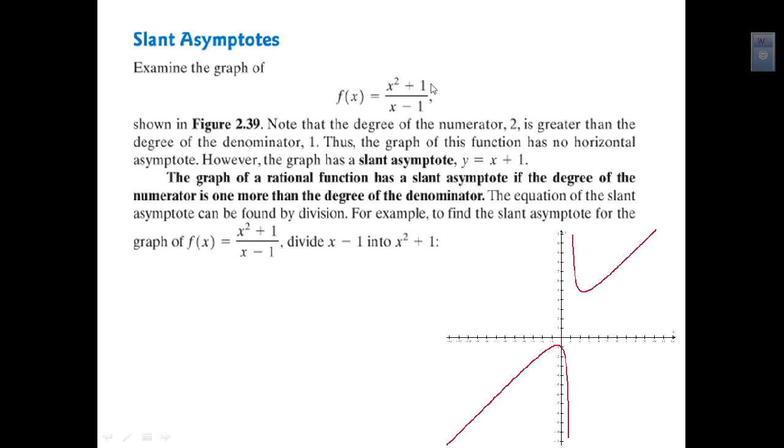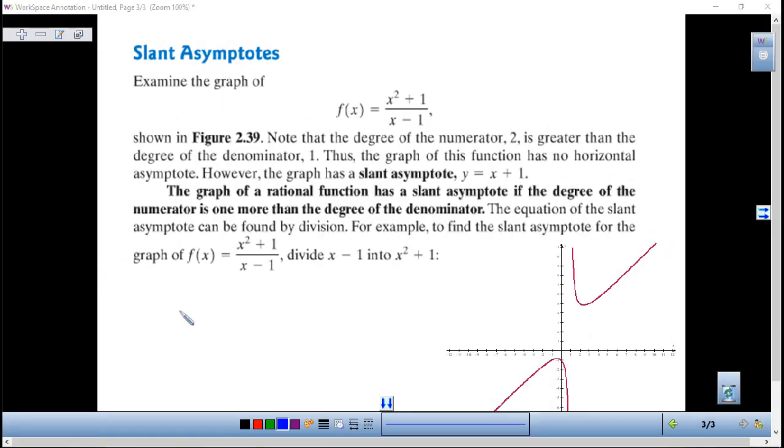Now remember, if the degree on top is greater than the degree on bottom with horizontal asymptotes, we don't have one. So we don't have one, but we do have the slant asymptote. And what you do is you're going to end up dividing the bottom into the top. So if I were to divide that by either long division or synthetic, I'm going to do it with synthetic. Remember, you change the sign when you put it in here. You're going to get 1 for your x squared, 0 for your x, and 1 for your constant.